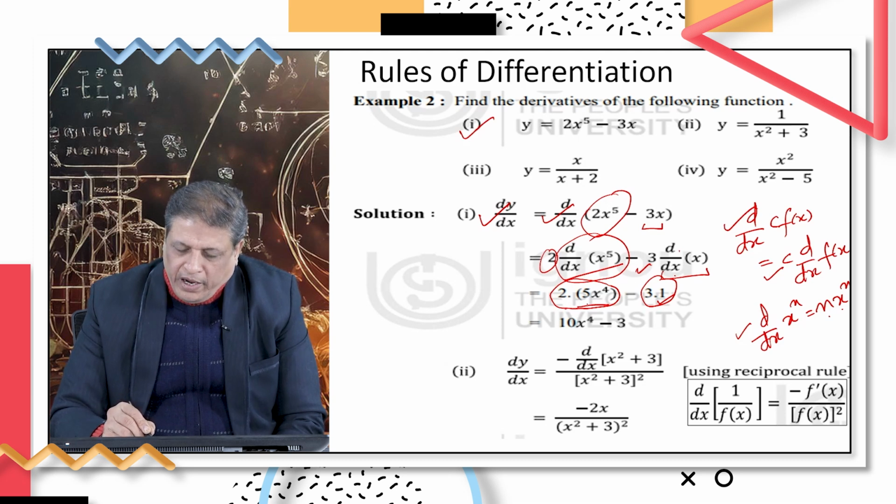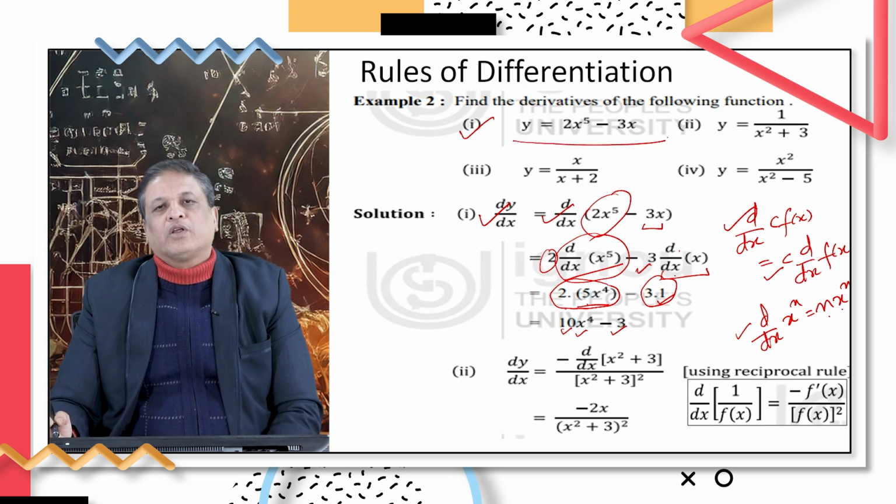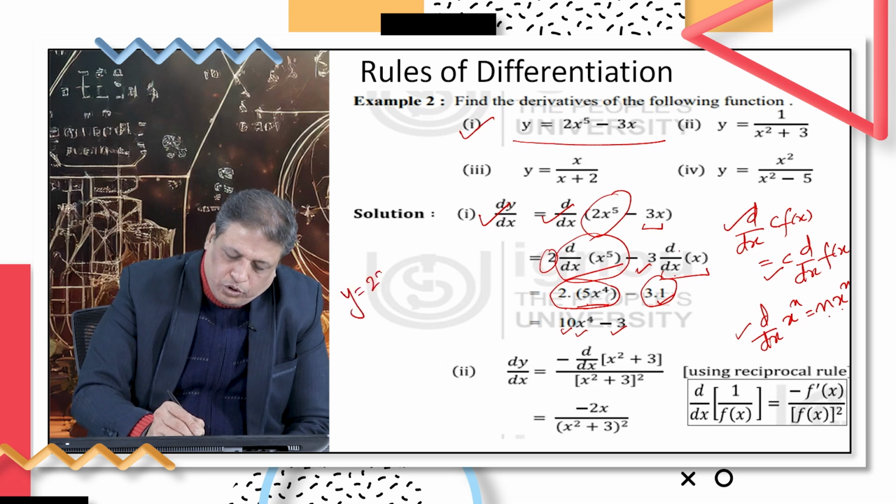So 2 into 5, that is 10, x to the power 4 minus 3 is the solution for the first question. When y is equal to 2x to the power 5 minus 3x, then dy by dx is nothing but 10x to the power 4 minus 3.